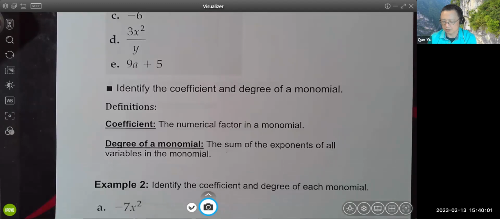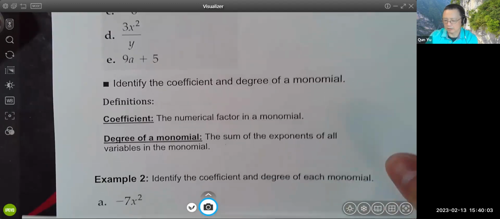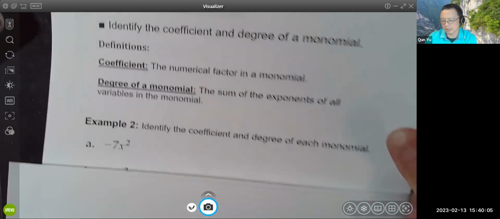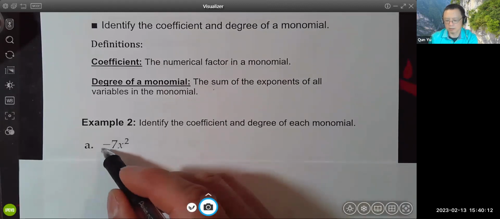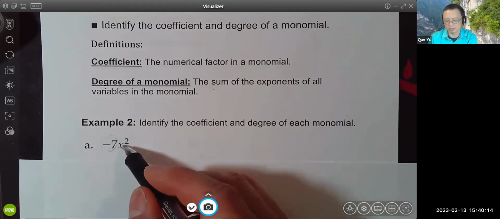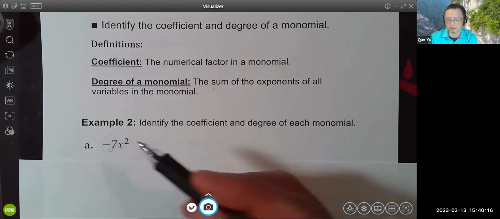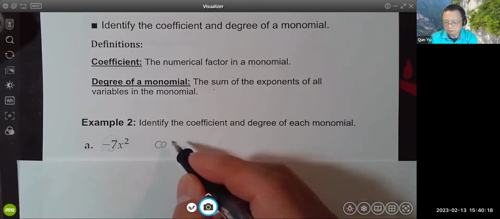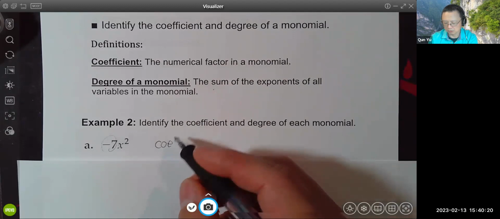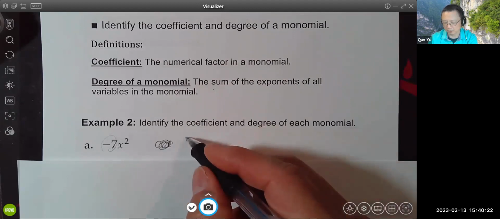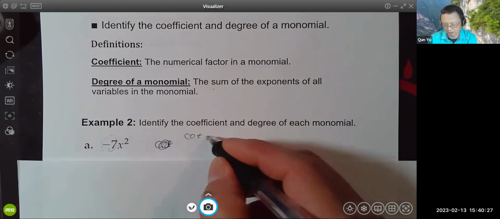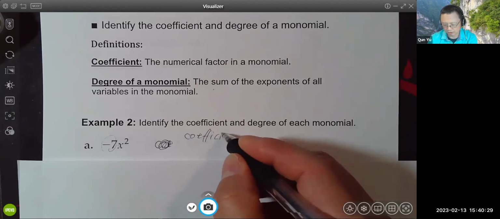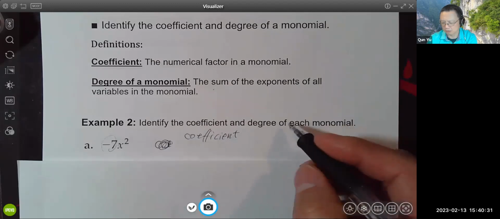Okay, a couple of examples here. We want to identify the coefficient and the degree of each monomial. So we do this one by one. Numerical part, product of constant and variable part, right? This constant part is called a coefficient. So let's do it this way, like a table, so I don't have to rewrite these two words over and over again. Coefficient, and this is degree.